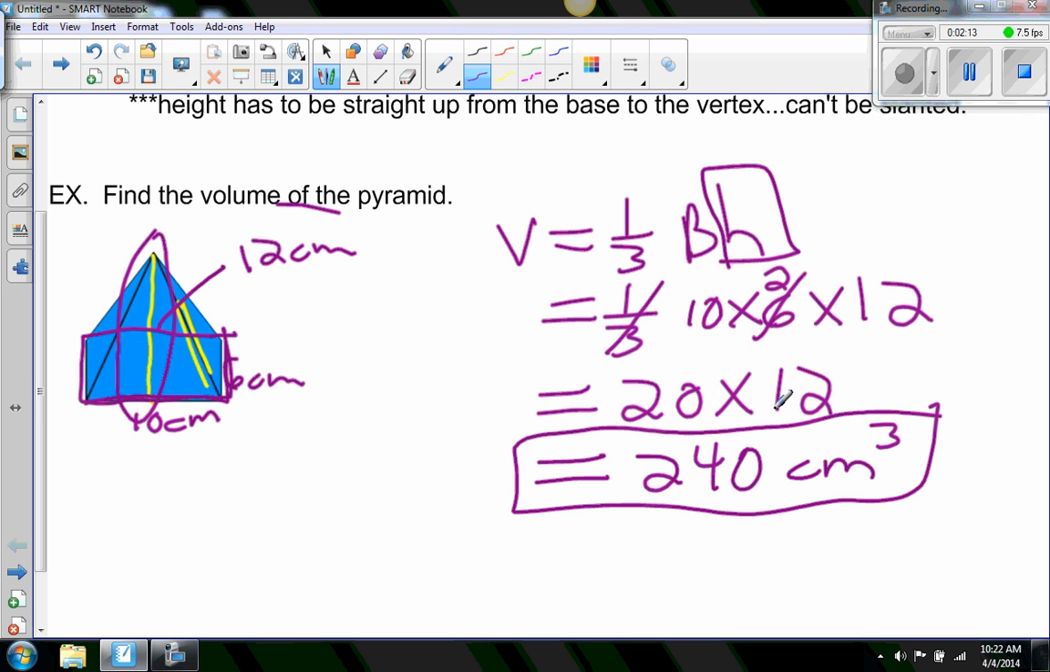Okay, so again, where did I get these numbers from? The big B stands for area of the base, and because it is a rectangle, you take this side times this side. That's the 10 and the 6, and then the 12 is the height of the whole thing right there. And then you just do the math that you need to do to get your answer.